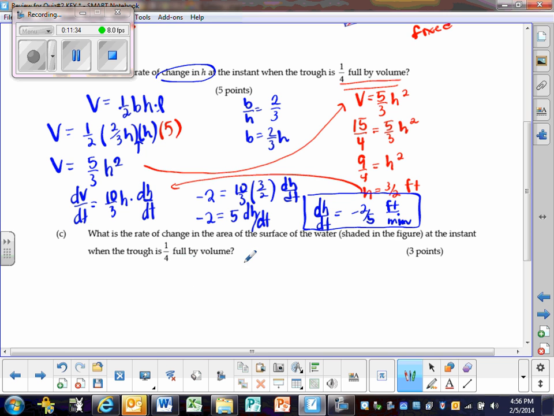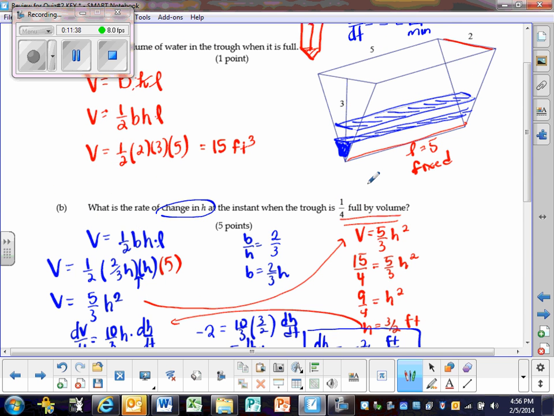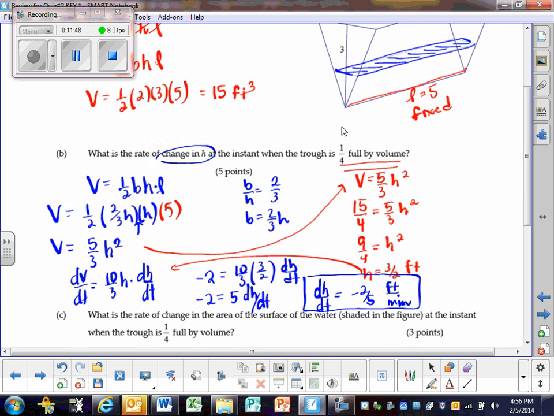The last part then asks us what is the rate of change of the area of the surface of the water that would be shaded in the picture. So what they're talking about is not the surface area of that crazy prism, they're just talking about this exposed part, the water that's going to be touching the air that we can see here.